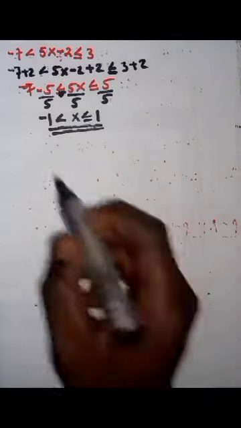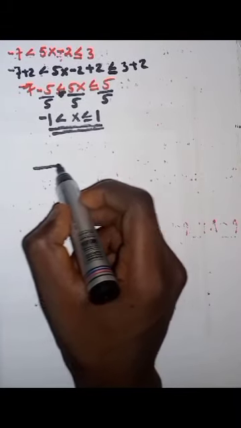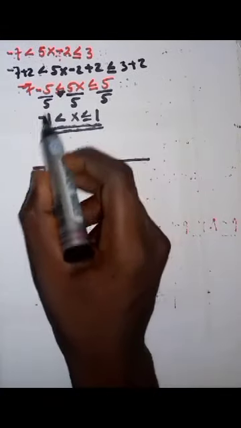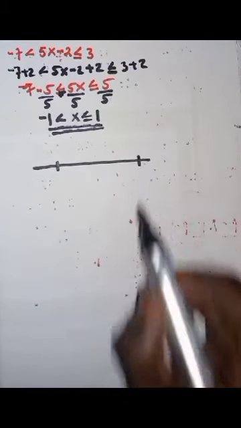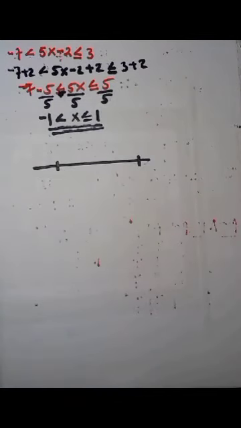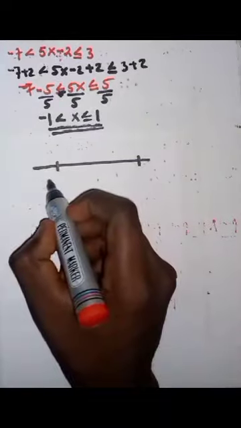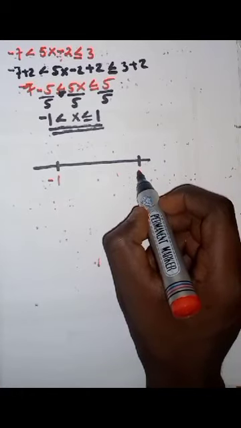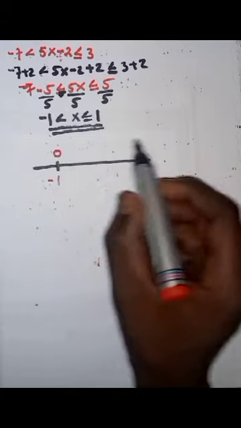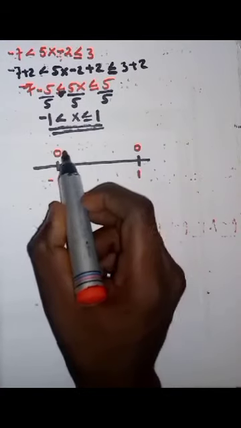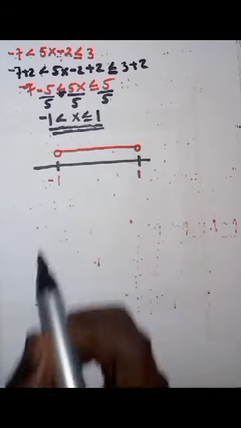Then the next part wants me to represent the solution on a number line. So I'll just sketch my number line here. Since the boundaries are just from -1 to 1, here is going to be -1 and here is going to be 1. Then I'm going to put a circle like this on each point, and connect the 2 points together. Good. So that's it.